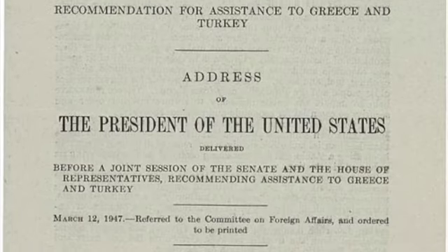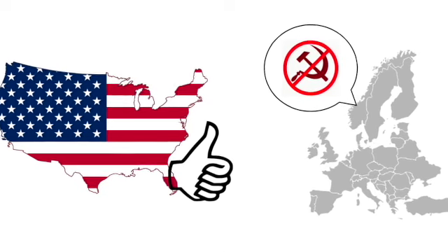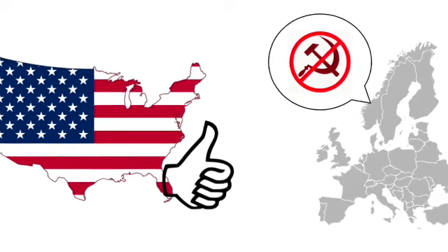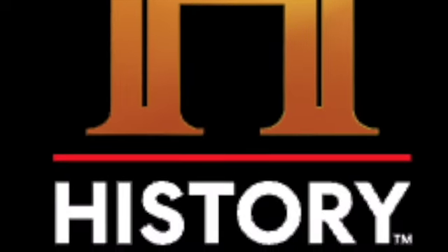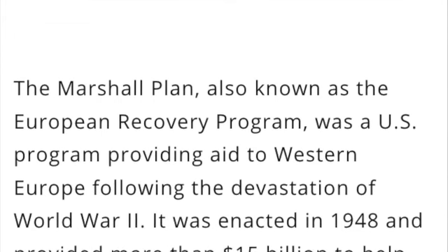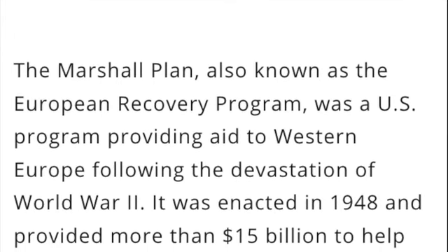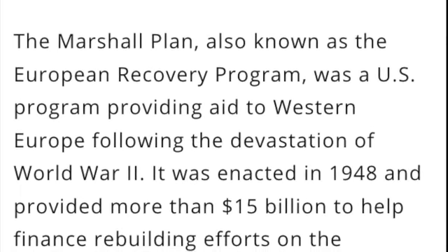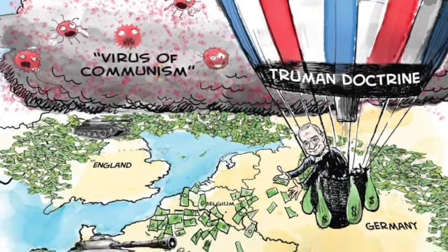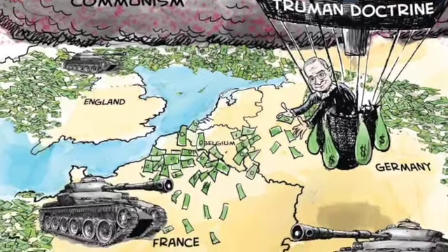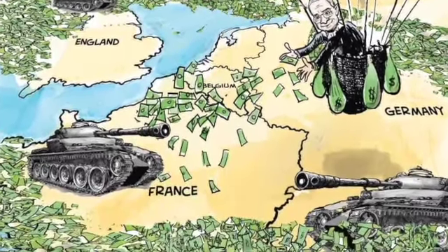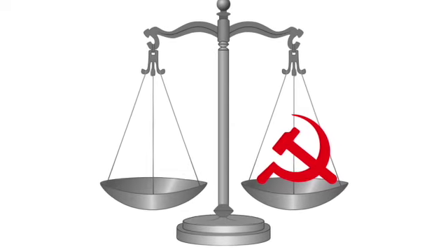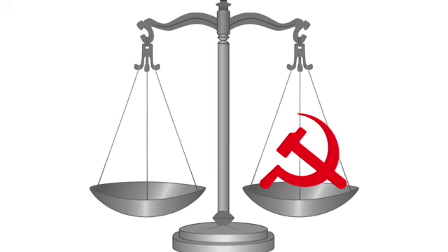Truman created the Truman Doctrine and the Marshall Plan. The doctrine stated that the United States would only support those who reject communism. And the Marshall Plan, according to History.com, also known as the European Recovery Program, was a U.S. program providing aid to Western Europe following the devastation of World War II. Essentially, this meant while other countries were getting millions of dollars from the U.S., the Soviet Union was left on its own. This is what led to the Cold War, the fight between wanting and not wanting the spread of communism.